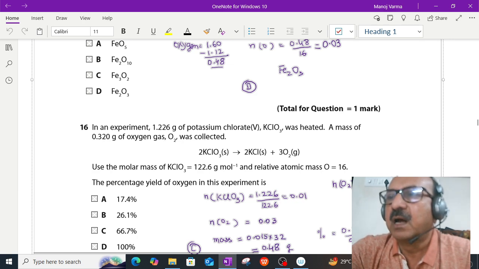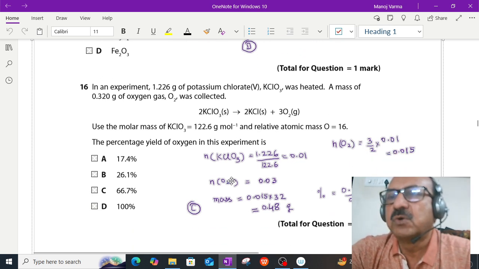Now that is 0.015. So the number of moles of oxygen is, in fact this value is incorrect over here, so it will be 0.015 multiplied by 32, that is 0.48 gram.